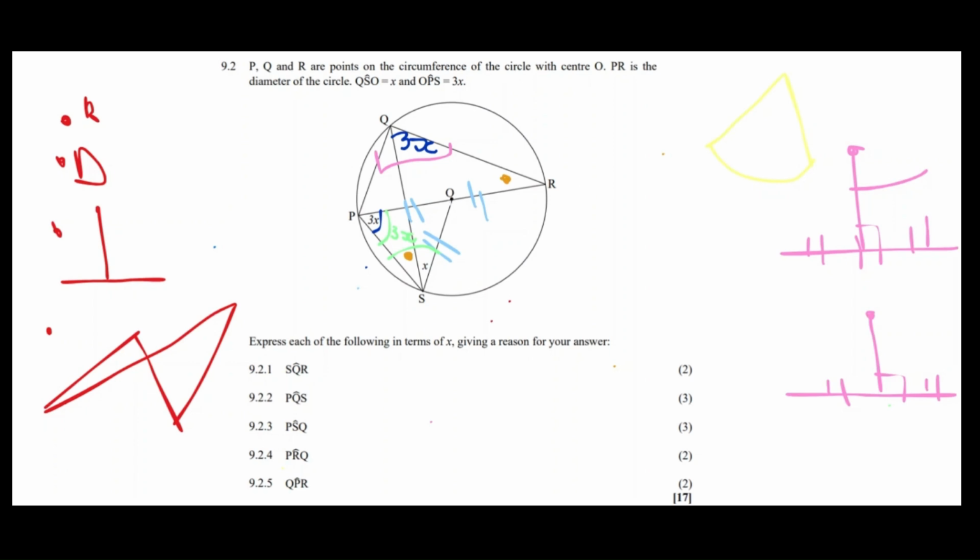So we're going to trace the lines that stem from the center, trace it, trace it. It ends over here. We're going to do the exact same thing on the other side. We trace it, and it ends over here. So we know that arc PS subtends O.